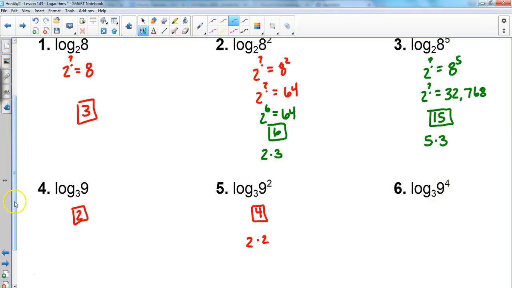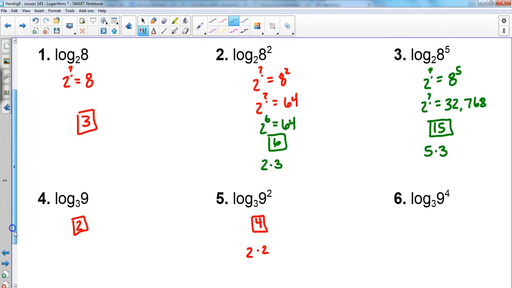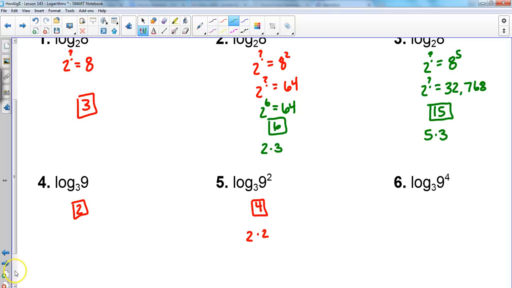Hopefully by now, what I want you to do is just stop and see if you can identify a pattern here. Okay? So let's go ahead. I'm going to finish up number 6. We're going to use our calculator. And if you use your calculator, you should come up with 3 to the 8th power gives us 9 to the 4th. Or in other words, 4 times 2.